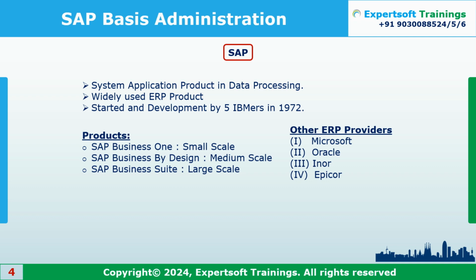It is SAP because its full form is System, Application, and Products in Data Processing. So these three terms are independent. It is not like system on application of products. System is different, application is different, and product is different. So that is why we pronounce three alphabets, SAP, and data processing is silent. It is the widely used ERP product, and it was started by former IBM developers in 1972.